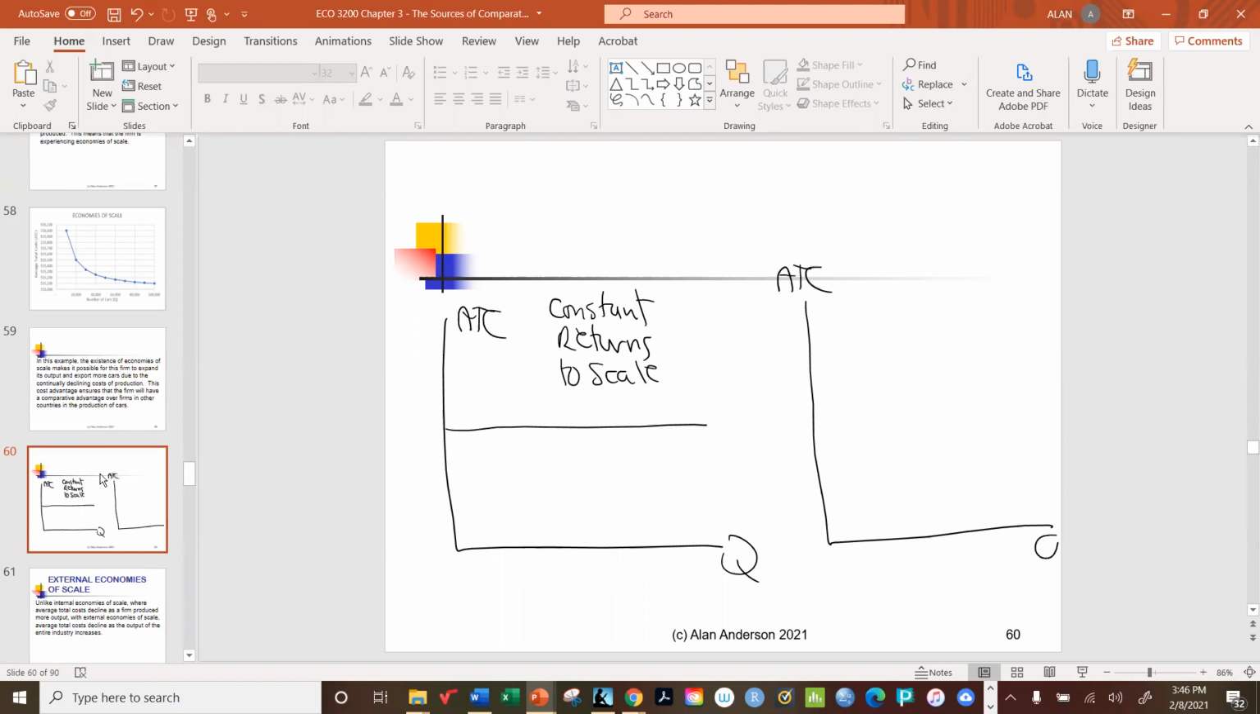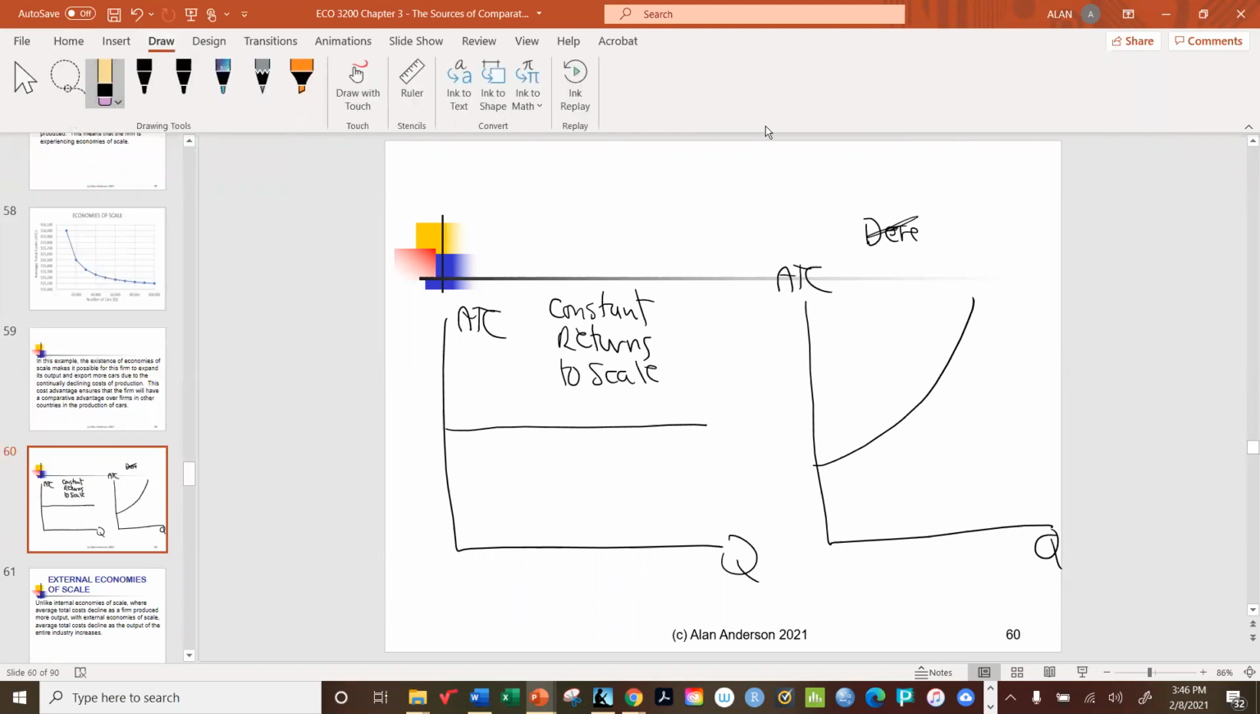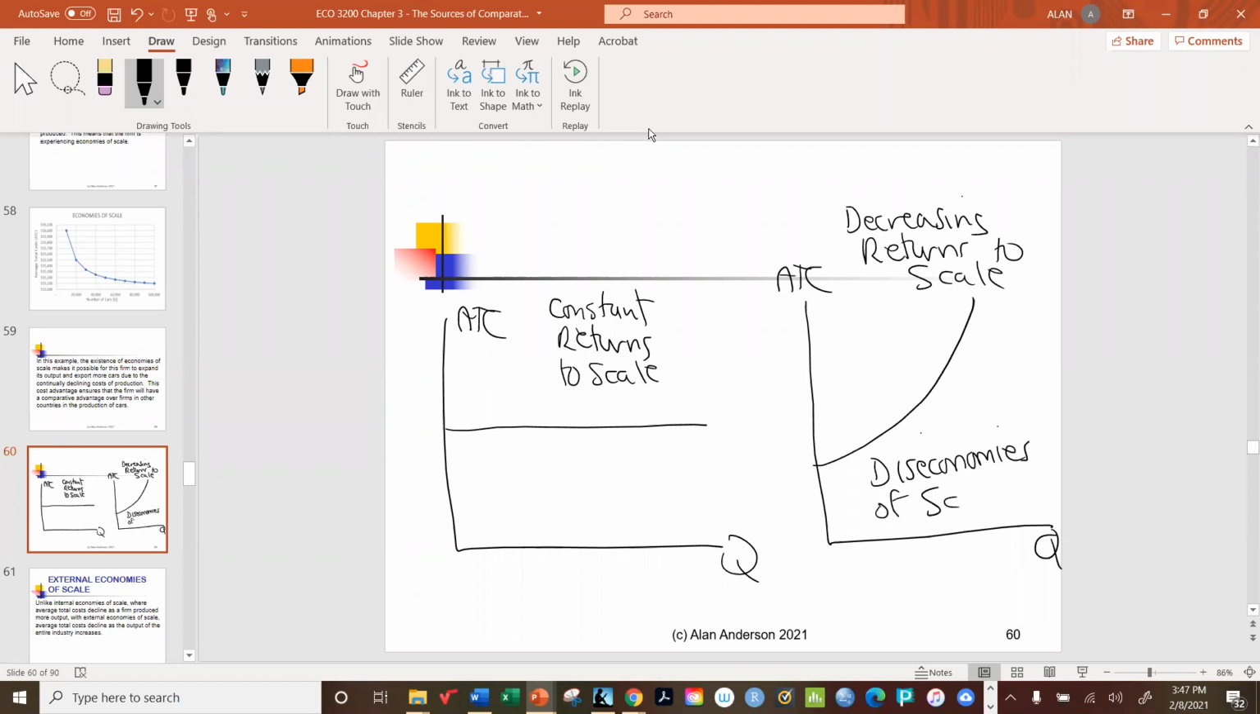And here, it's the other way around. It's actually going up. And this is called decreasing. It has two possible names. We can call this decreasing returns to scale. Or sometimes it's called diseconomies of scale, which means that as we get bigger, our costs are actually going up. This would be the case on the right-hand side if you need very specialized resources, which are hard to find.